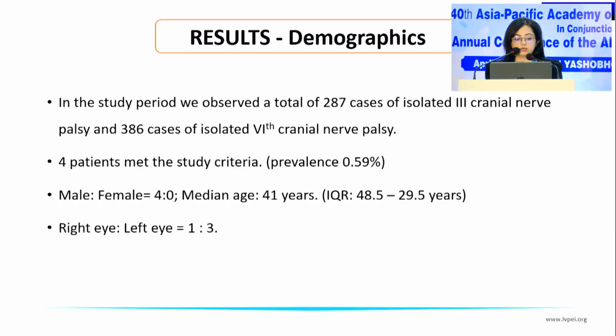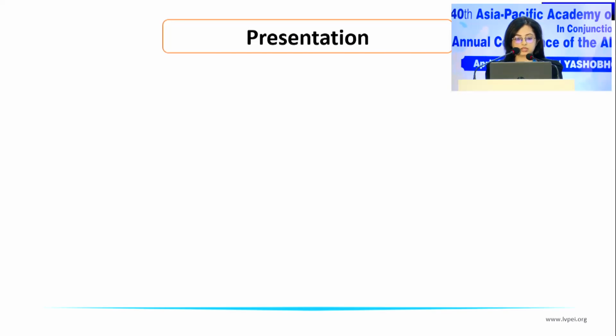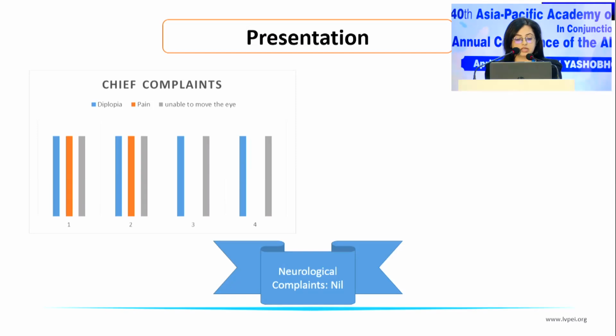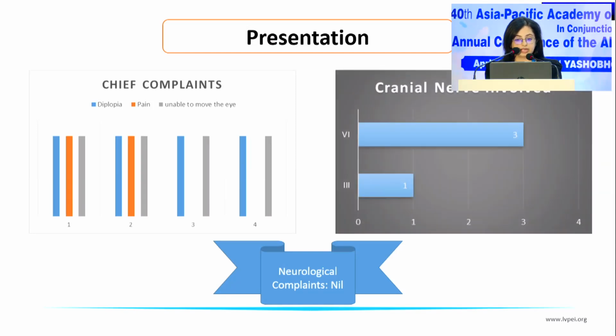Left eye was seen to be more commonly involved than the right. One of the patients had a coexisting diabetes mellitus, which was diagnosed when the patient presented to us. At presentation, all these patients had the complaint of diplopia and that they were unable to move their eye. 2 of these patients also had pain on eye movements. There was no neurological complaint in any one of them.